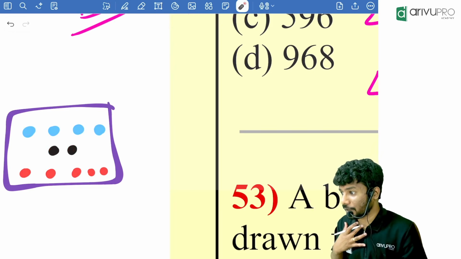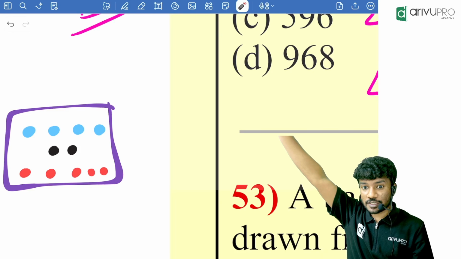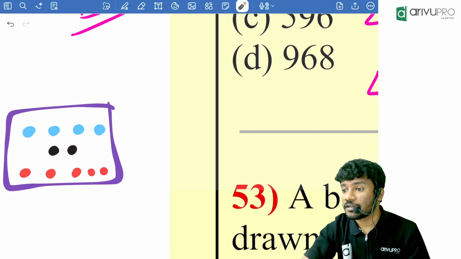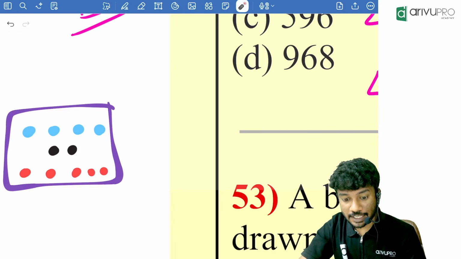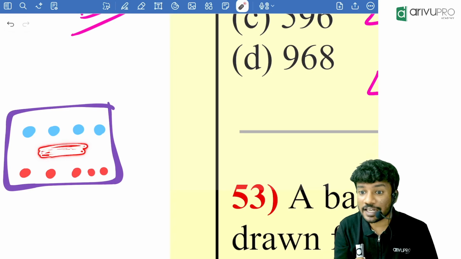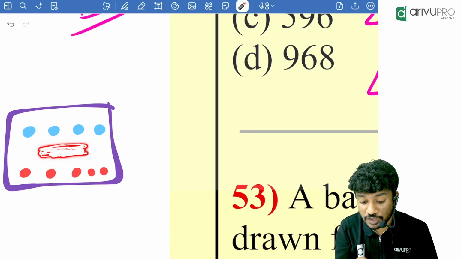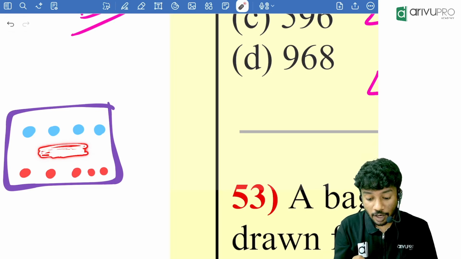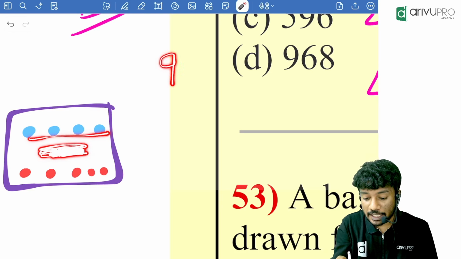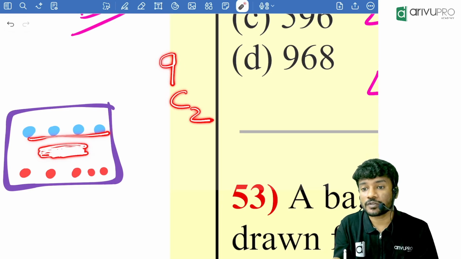Now total is this much. Then from that I am reducing none are black. None are black means, can you see, black is not there. We are ignoring black and only considering blue and red. How many are there? 4 plus 5, which is equal to 9. 9C2. So that is the way of choosing none are black.